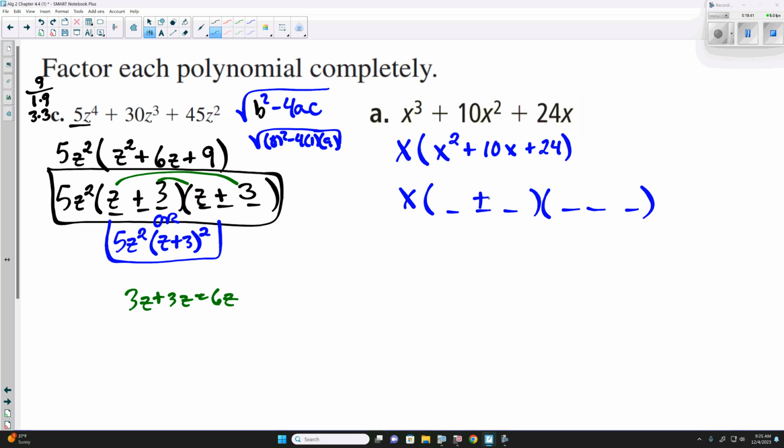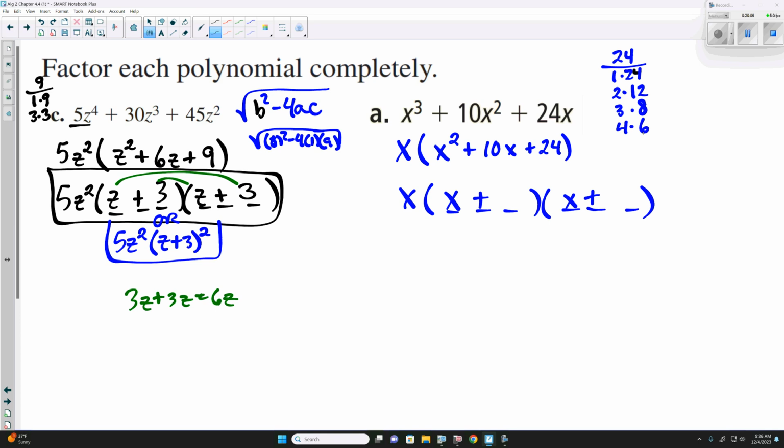Third term is positive, so the signs are the same and match the sign of the middle term. So plus and plus. The only factors of x squared are x and x. Fortunately, we can't say the same thing for 24: 1 and 24, 2 and 12, 3 and 8, 4 and 6. And that is it.